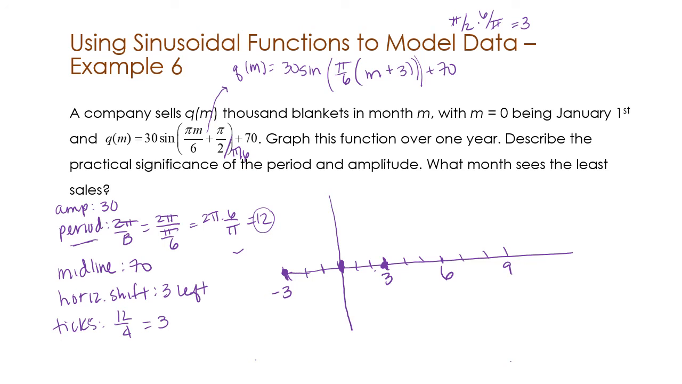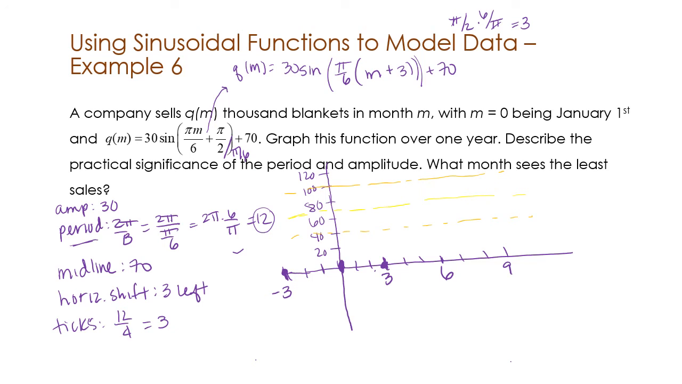I probably shouldn't have that big bolded there, but okay, our midline is 70, so let's make these by 20. So 20, 40, 60, 80, 100, 120. So we've got a midline at 70. And then our maximum is going to be 30 above that. So 70 plus 30 puts me at 100. And then 30 below that, 70 minus 30 puts me at 40.